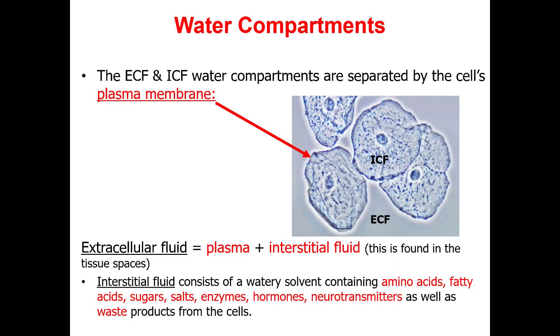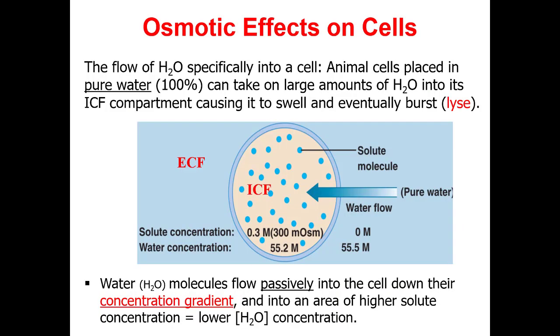The ECF compartment consists of plasma and interstitial fluid, which contains amino acids, fatty acids, sugars, salts, enzymes, hormones, neurotransmitters, and even waste products that are released from the cells. In this example, we can see how water can move passively across the plasma membrane by osmosis. This is defined as the diffusion, or movement, of water only.